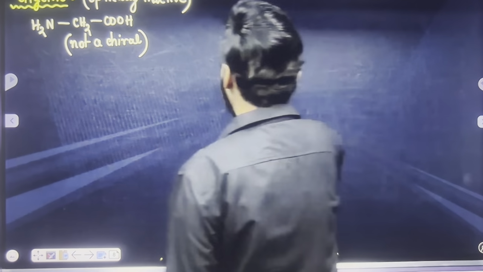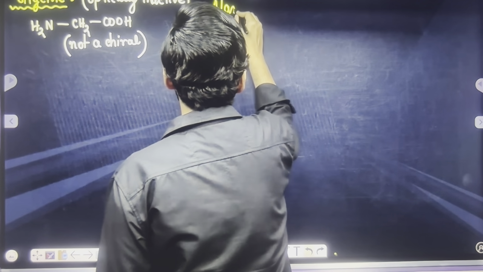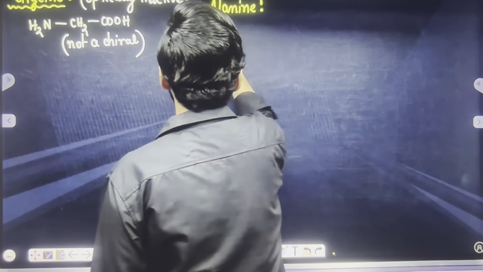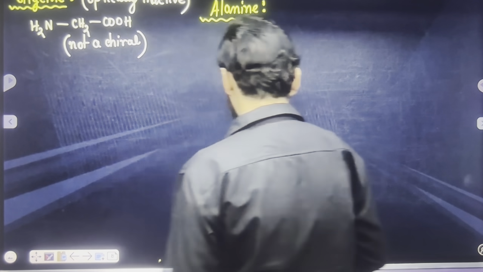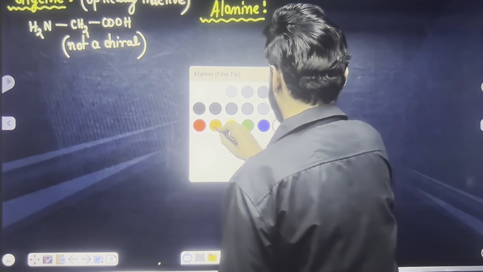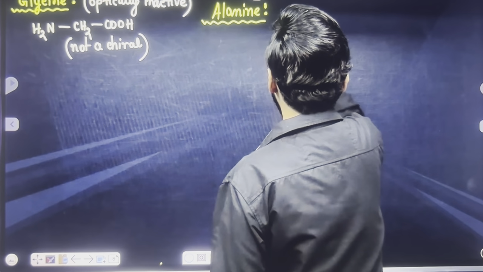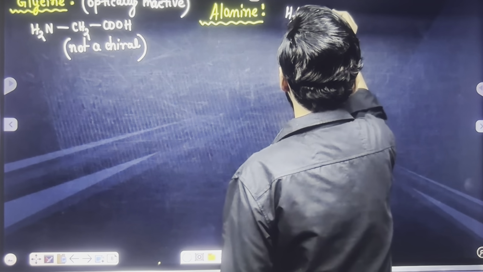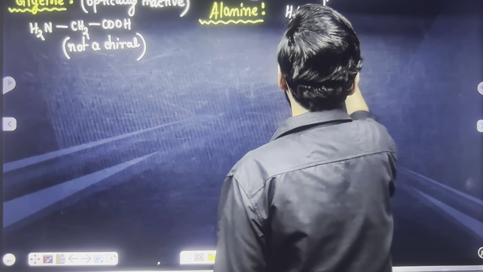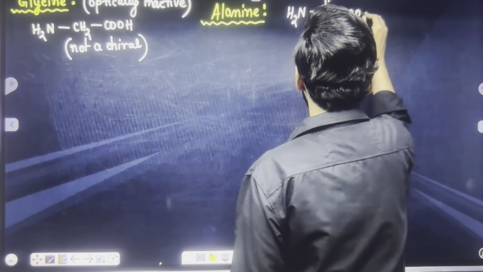The next one is alanine. Let's check alanine now. This will be NH2. So this will be CH. Then it will be CH3. And this will be COOH.